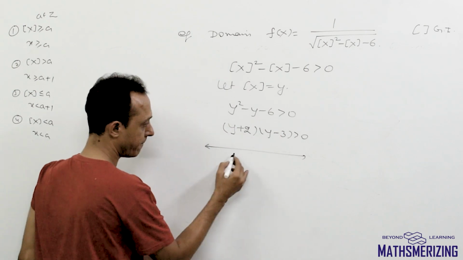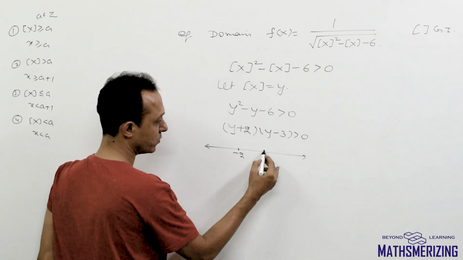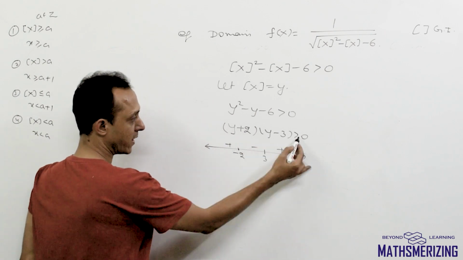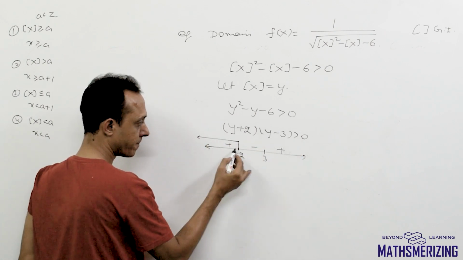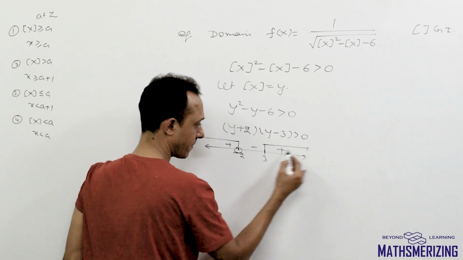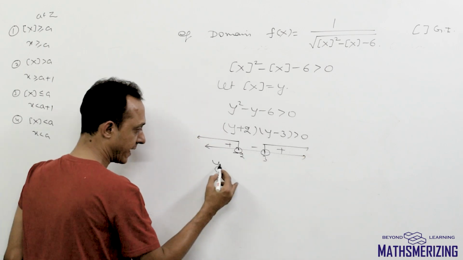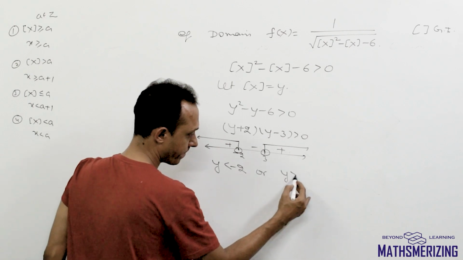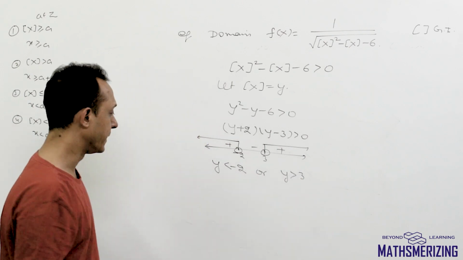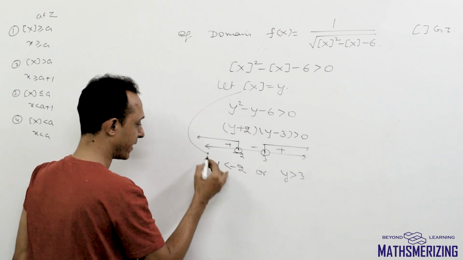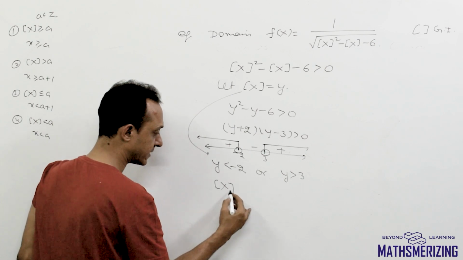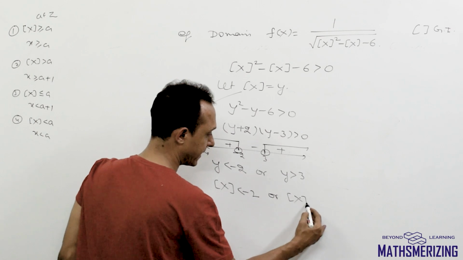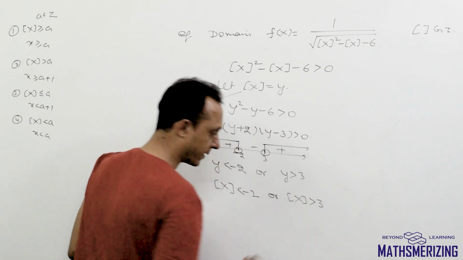So I'll put it on a number line. So this is minus 2. This is 3. So this is plus, minus and plus. So I need greater than 0, which is plus. So I'll get the result as either the value of y is less than minus 2 or the value of y is greater than 3. So if I put the value of y, I can write either greatest integer function of x is less than minus 2 or greatest integer function of x is greater than 3.